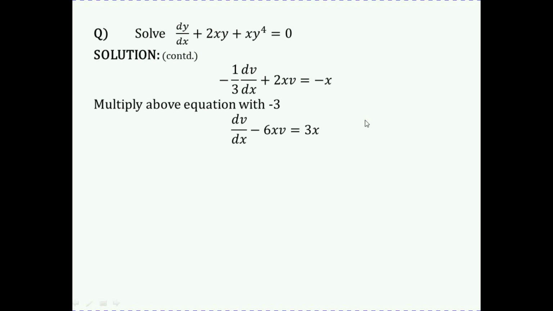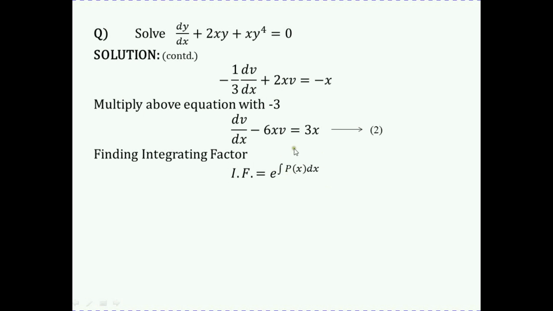Then we need to multiply the whole equation by negative 3 so that we have dv by dx alone without any constant or function multiplying it. So we've got dv over dx minus 6xv equals 3x. Let's call it equation 2. Then we need to find our integrating factor. The integrating factor is e raised to the power of the integral of the function of x.